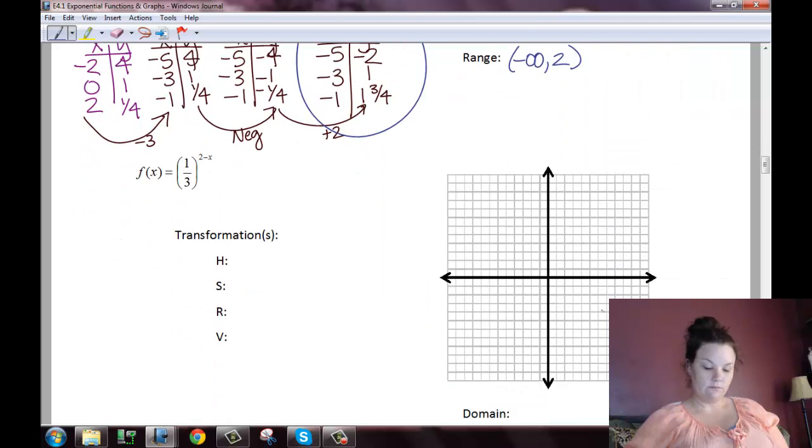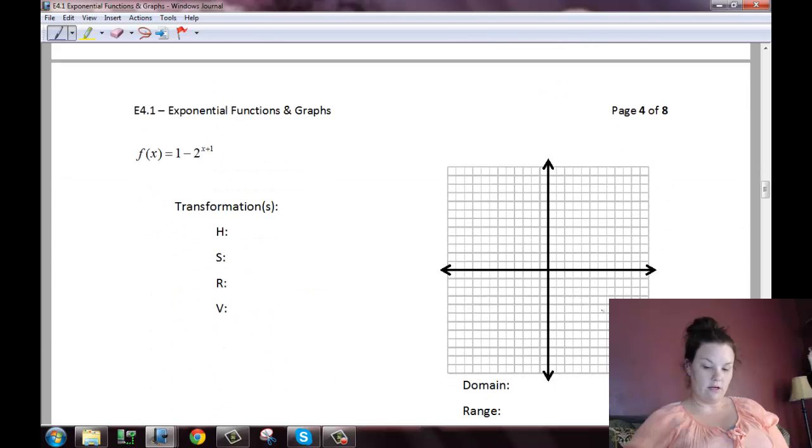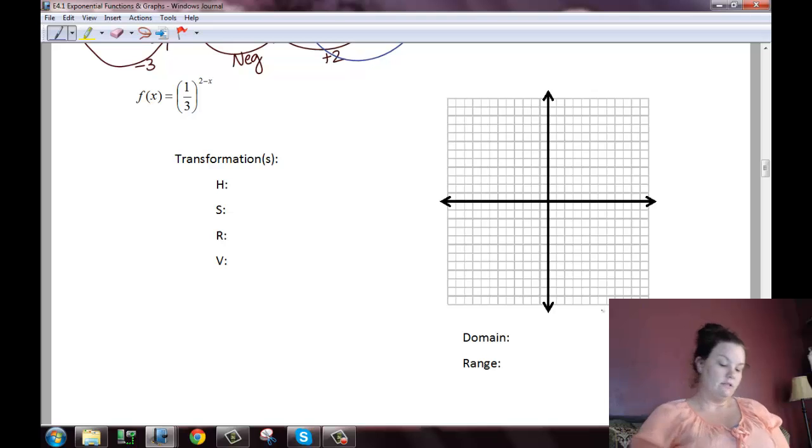Alright, let me see. I'm going to do one more, I think, and then I think I'm going to let y'all do the next 3. Let me do this one.